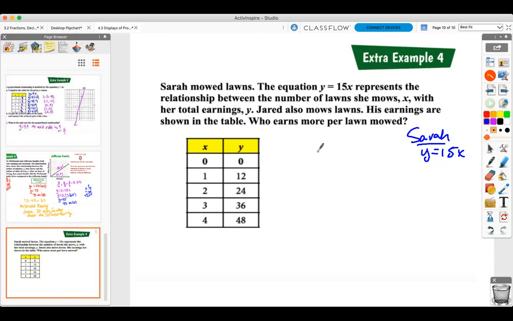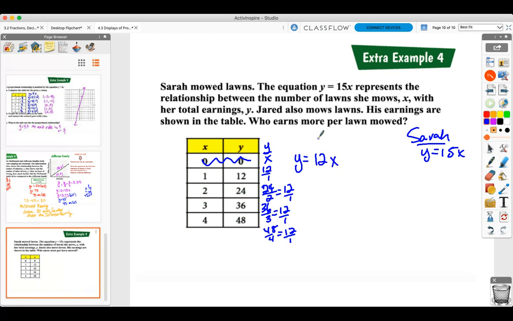Okay, so let's find out what the equation is. So what we need to do is find the unit rate. So this is going to be y over x. We don't do this one because the 0 is in the x. So 12 over 1. 24 over 2 equals 12 over 1. 36 over 3 equals 12 over 1. And 48 over 4 equals 12 over 1. All right. So Jared's equation is y equals 12x.